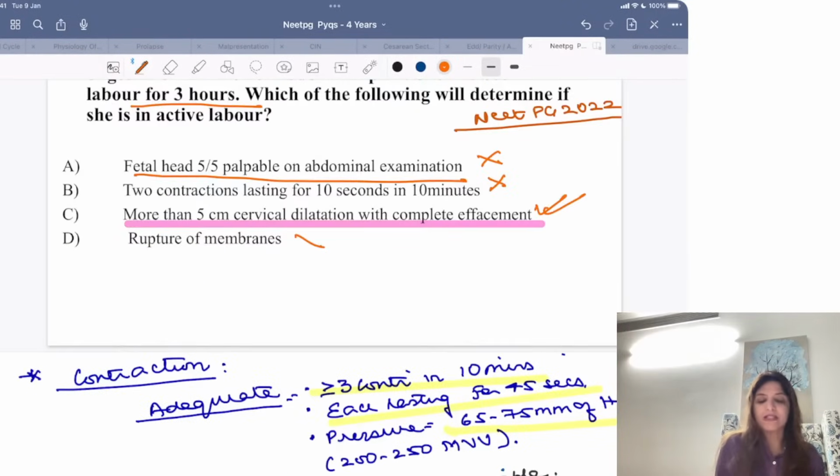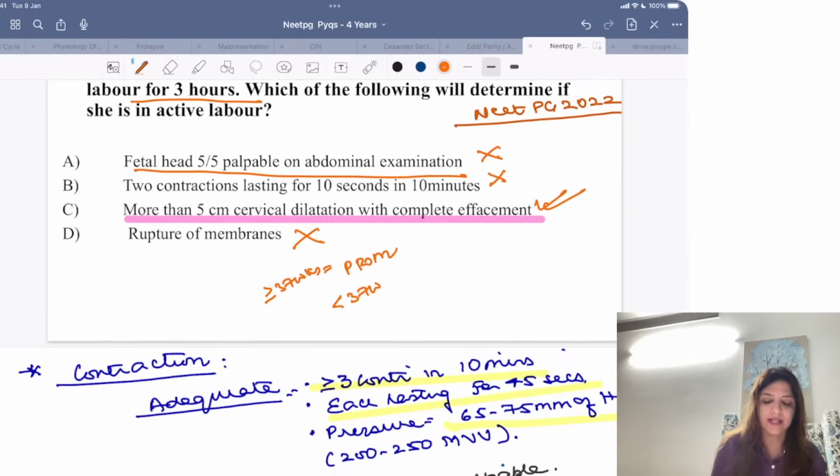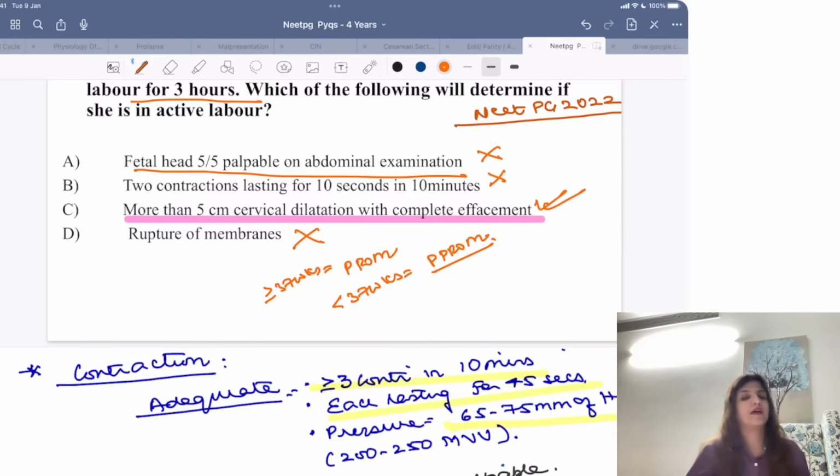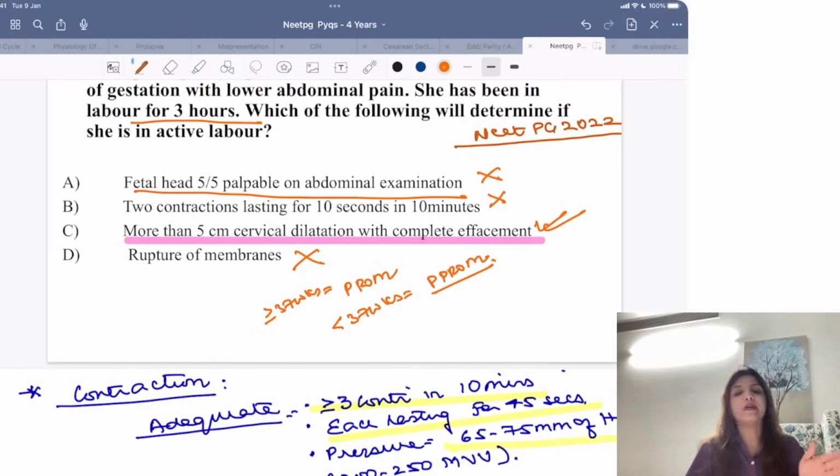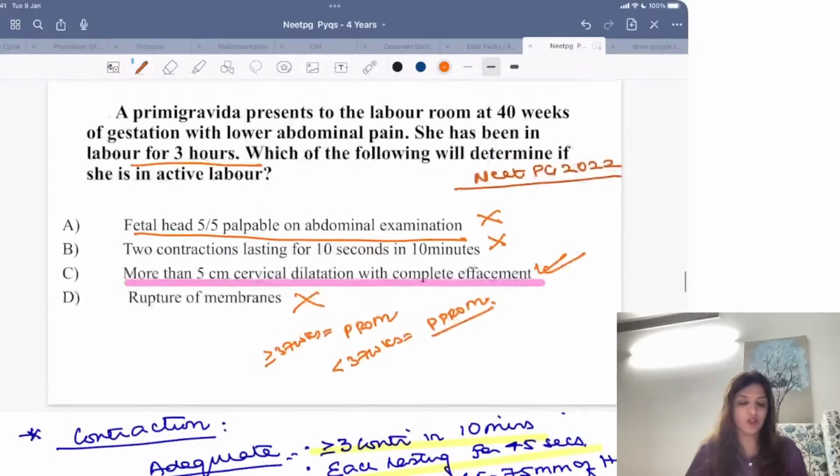Now, rupture of membranes, again, does not necessarily happen in active phase. Rupture of membranes, if it is happening before the commencement of labor and after 37 weeks, is called PROM. If it is happening at more than 37 weeks but before the onset of labor, that is PROM. If it is happening at less than 37 weeks, it is PPROM. Clear to all of you? So rupture of membranes does not mean active phase always. So the answer to this question was option C.